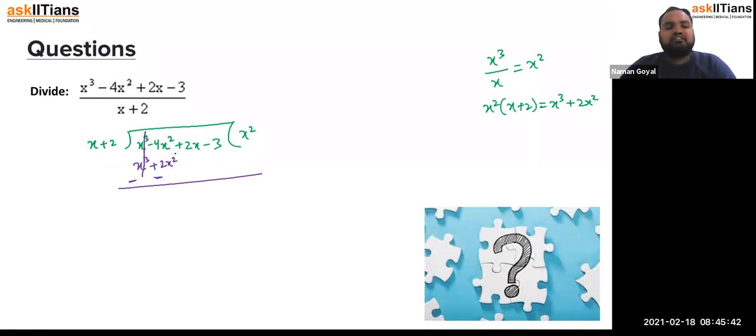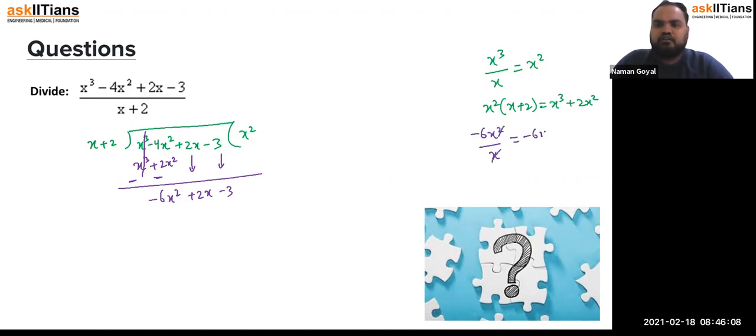Now minus 4x square and minus 2x square. How much did we get? Minus 6x square, right? So it gives minus 6x square, and the remaining quantity is written as it is, right? Now minus 6x square is going to be divided by x. How much do we get? Minus 6x. So minus 6x comes here.